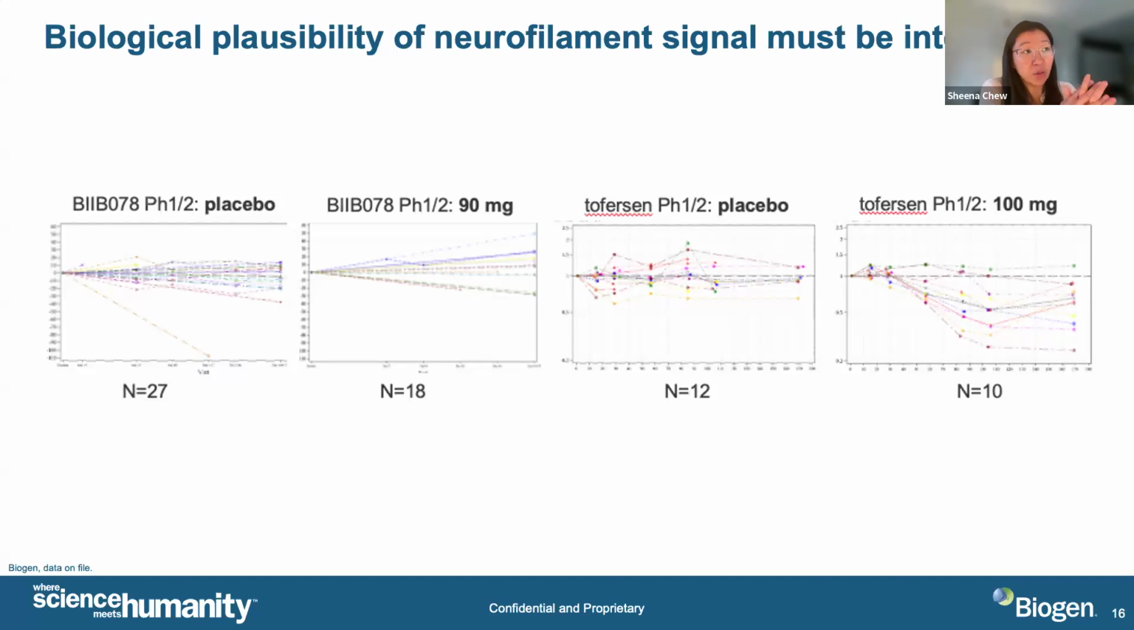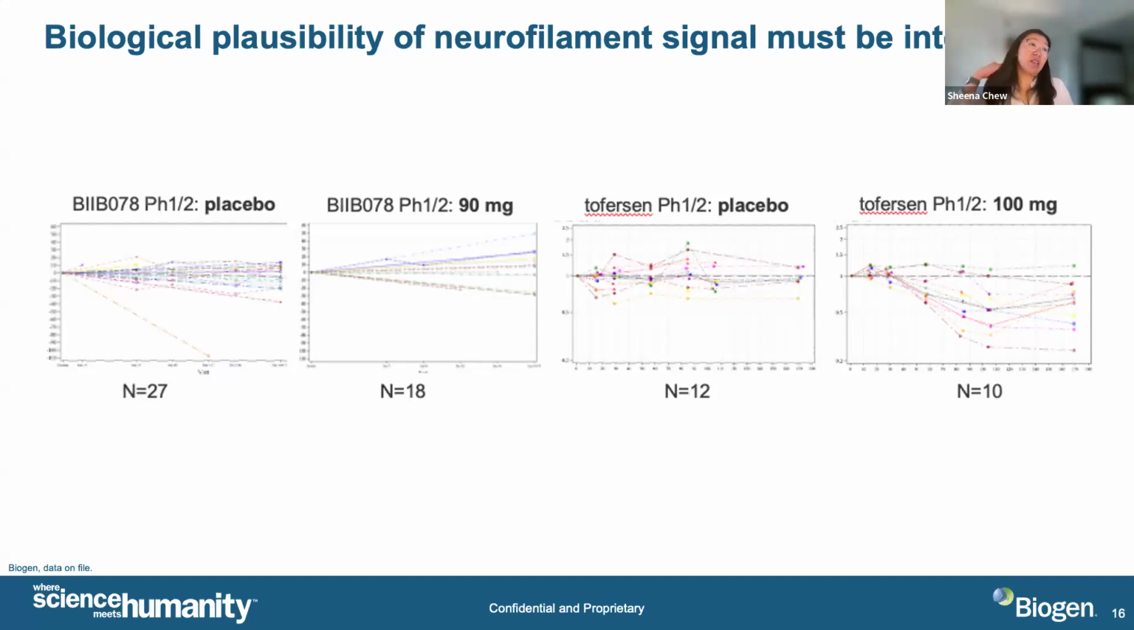So this is unpublished data with individual spaghetti plots of neurofilament over 6 months in the BIP78 phase 1-2 study on the left, and then in the tofersen phase 1-2 study on the right. And you can see with BIP78, placebo and 90 milligram, as well as the tofersen placebo arm, there is some variability of neurofilament over time, somewhere between 20 and 30% in either direction. And some outliers here and there, so we have to interrogate the individual data.